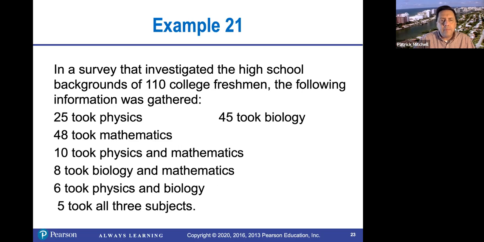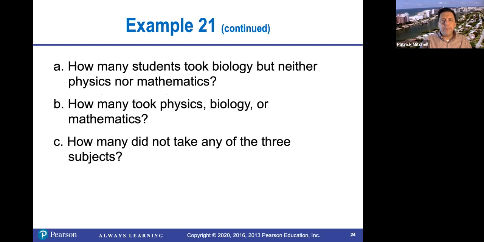6 took physics and biology, and 5 took all 3 subjects. And based on that information, they want to know how many students took biology but neither physics nor mathematics, how many took physics, biology, or mathematics, and how many did not take any of those 3 subjects.